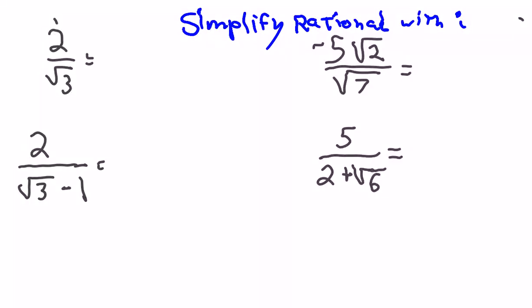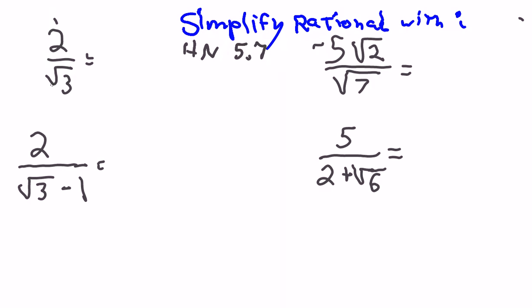So, simplifying rationals with i in the denominator, rationalizing a denominator. And this is Helpful Notes 5.7. Okay, hopefully you were already able to do the first few here.